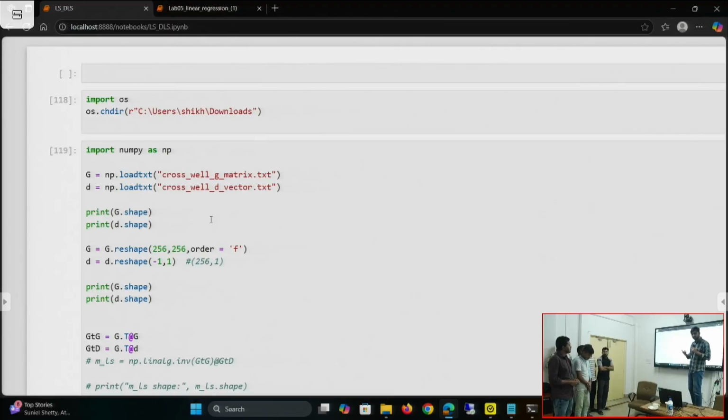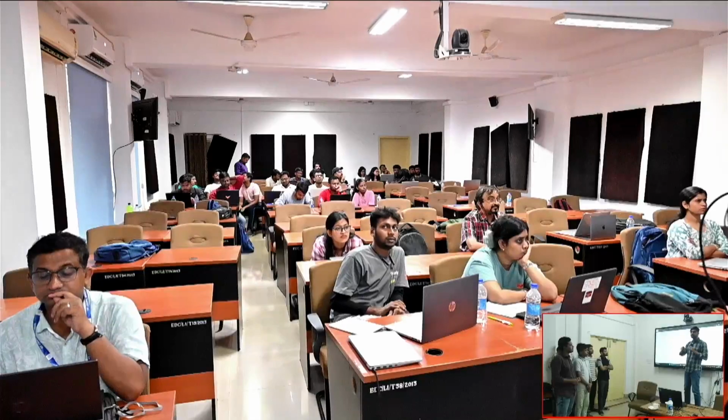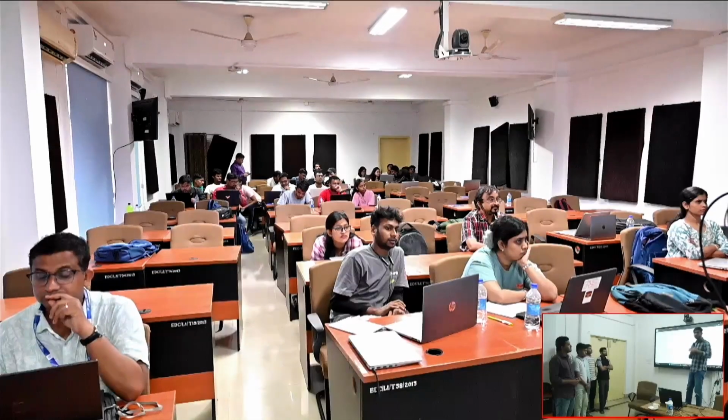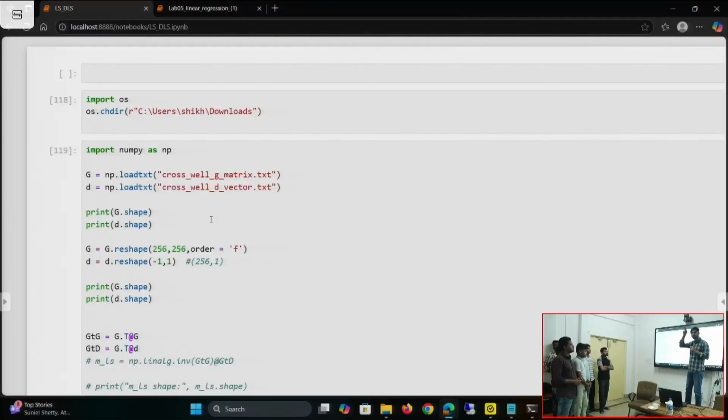The problem is that reshape in Python and in MATLAB work differently. In MATLAB it works column wise. Suppose I have a 1 by 256 matrix and I want to fill 256 values in a matrix, it will fill column wise, first the first column, then the second column. But in Python it fills row wise. When it is row wise filling, it becomes a singular matrix. That's why we are not able to solve it directly, which they might have faced. So we can do a simple modification like order equal to F, and it will fill column wise. That way we can handle that problem.